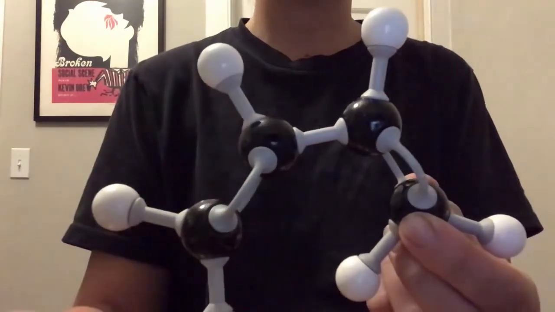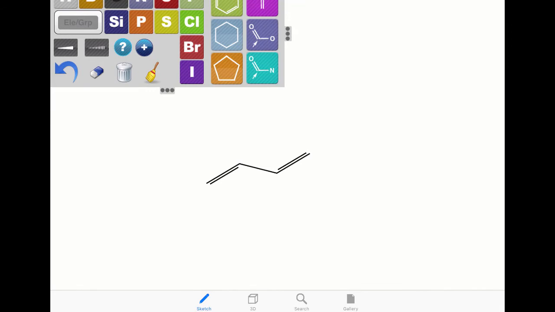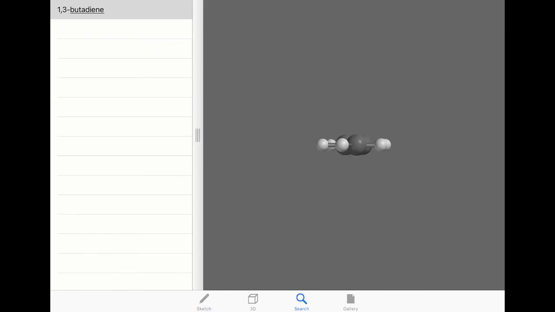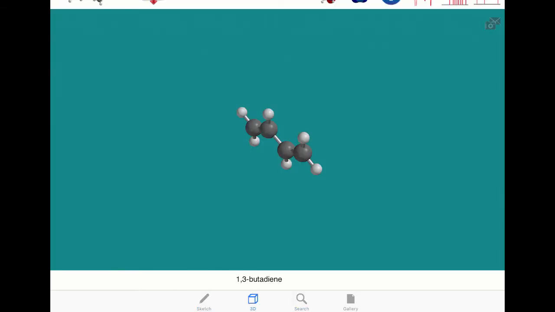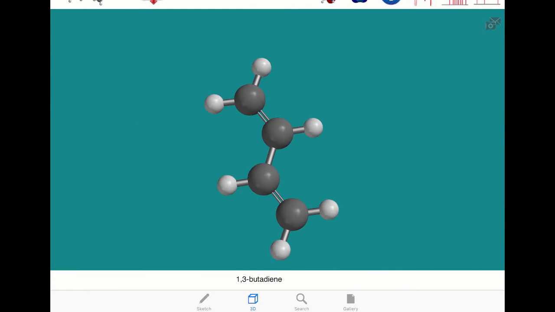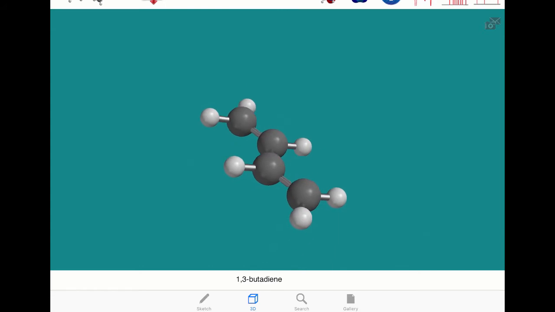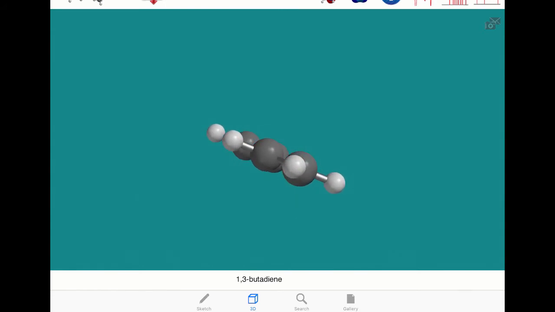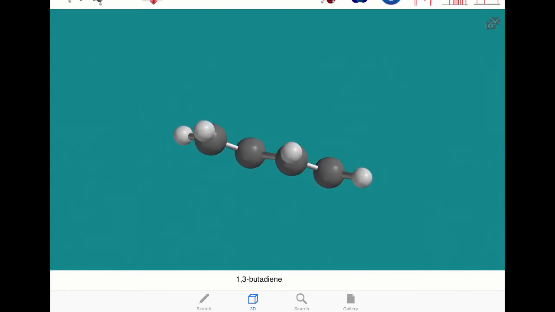bond. In fact, if we model 1,3-butadiene using molecular modeling software, what we find is that the lowest energy conformation is this S-trans conformation. We can see that central 2,3 carbon bond. We can see that the two pi bonds have this trans conformation about that central carbon-carbon bond. We can also see that this conformation is planar. All of the atoms occupy the same plane.